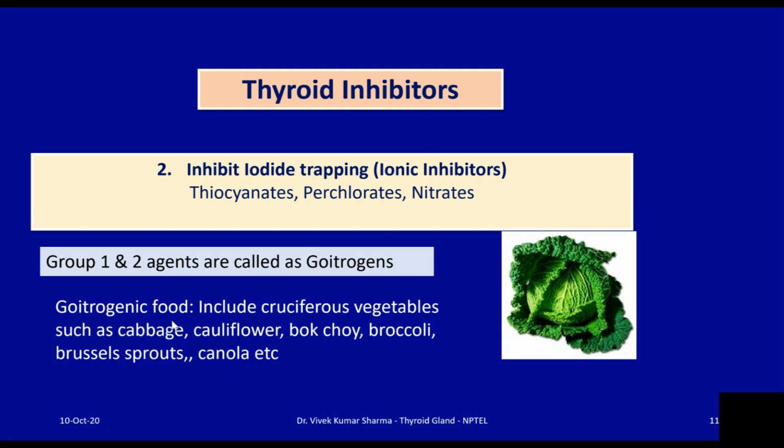Coming to goitrogenic foods, these include the cruciferous vegetables. They work exactly like these goitrogen agents, and these include cabbage, cauliflower, bok choy, broccoli, Brussels sprouts, canola, etc. And if there is excessive consumption of these cruciferous vegetables, it might lead to a decrease in the T3 and T4 hormones released from the thyroid gland, ultimately leading to hypothyroidism features.